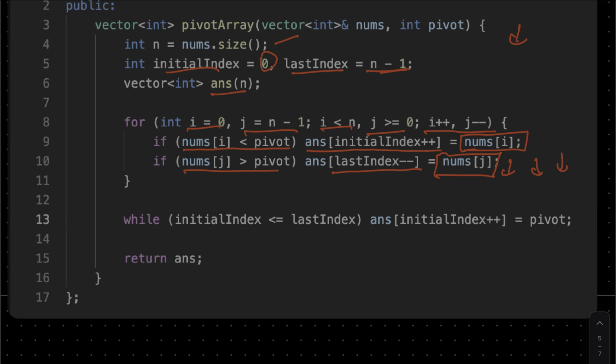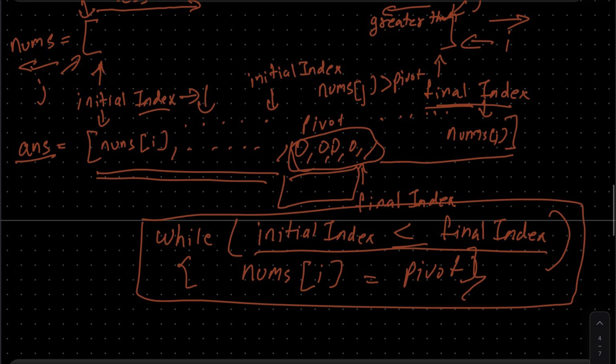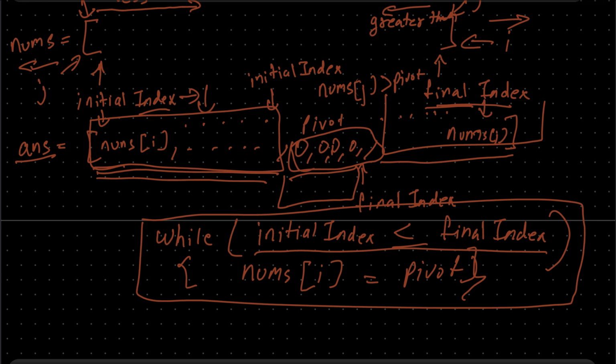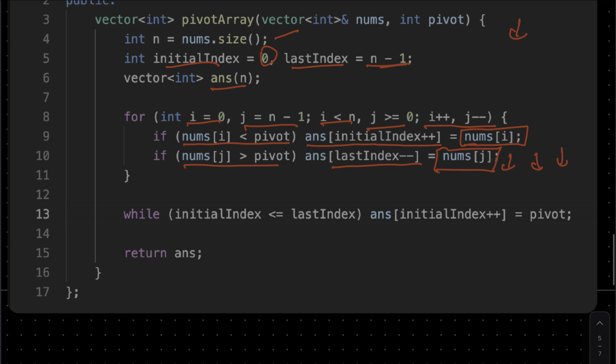Now when we have these values in the answer, as I told you here, the answer is already sorted here, this part is sorted and this part is sorted. Sorted means that all the values less than pivot are now on the left side, and all the values greater than pivot are on the right side, but the elements between the initial index and the last index are still 0. So we just take initial index plus plus till the last index, mark them as pivot, and then return the answer.